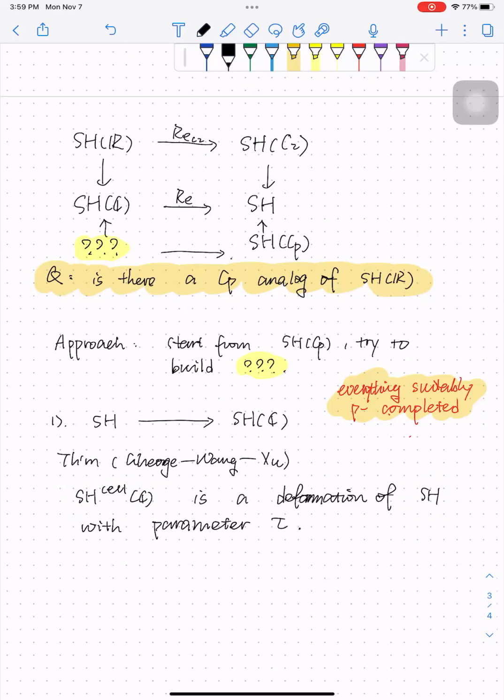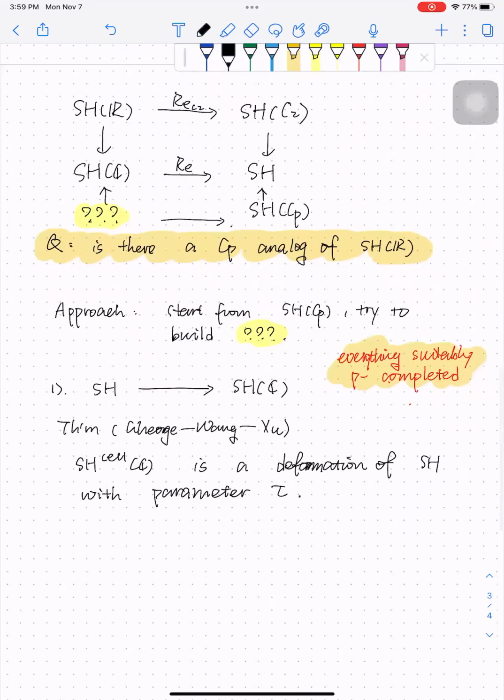Okay. Hana, excuse me, without p-completion, is the theorem not true? Sorry, it's hard to hear. Can you say that again? Without the p-completion, is the theorem not true? No, they don't prove it without p-completion. Yeah, you need to p-complete.